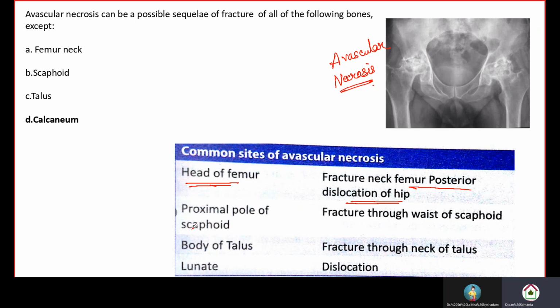If avascular necrosis is located in the proximal pole of the scaphoid, then it occurs due to fracture through waist of scaphoid. If avascular necrosis occurs in the body of talus, it may occur due to fracture through neck of talus. If avascular necrosis is located in the lunate, then it may occur due to dislocation.